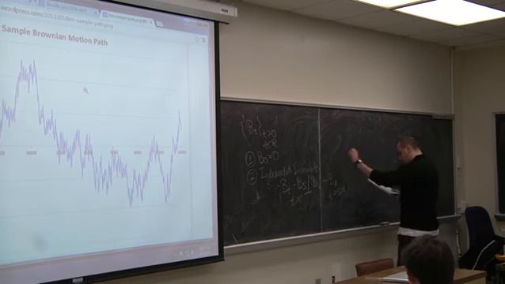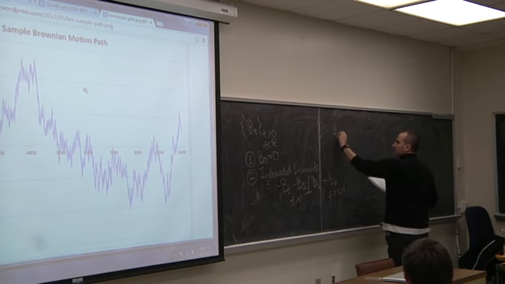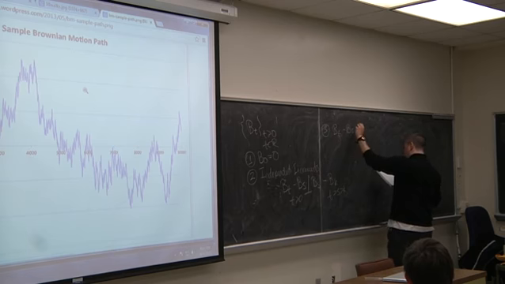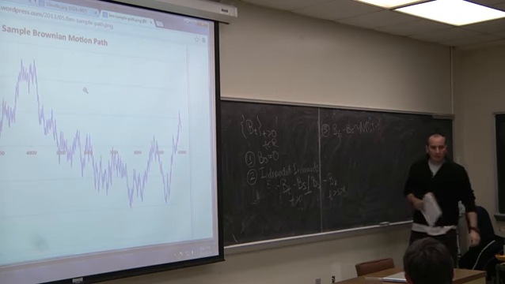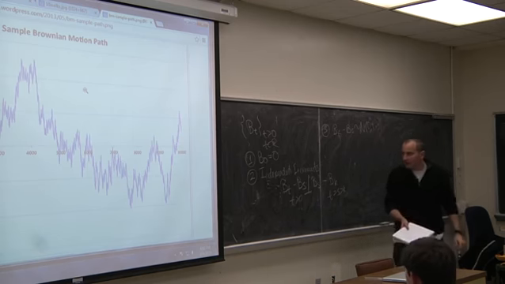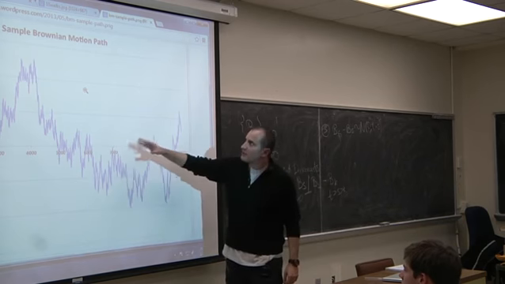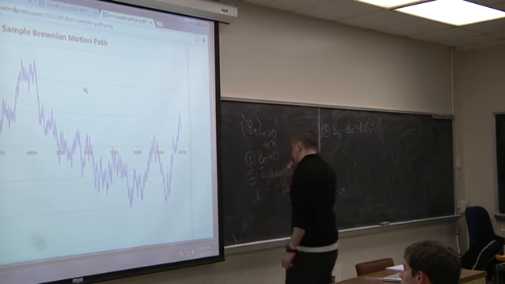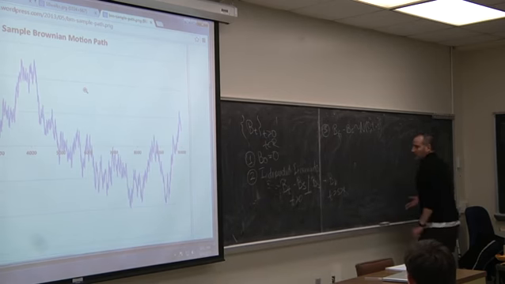And the other property is that B_T minus B_S is a normal distribution with variance T minus S. And you see the Brownian motion looks like that if you simulate it. And it carries many properties of the simple random walk.